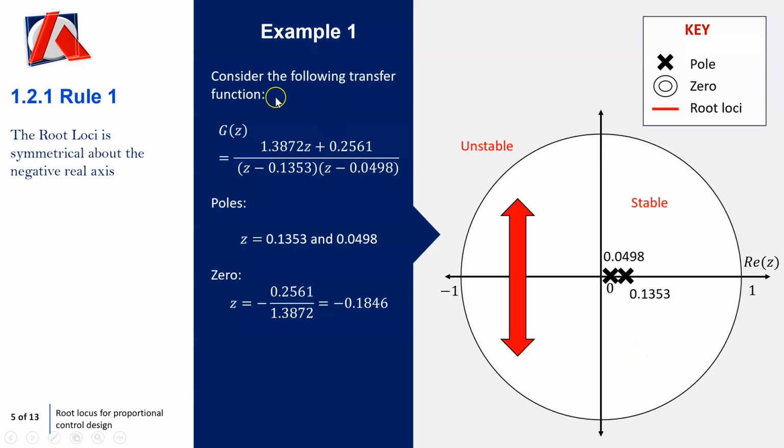So what I've done to begin with is I've got the following transfer function. Just for an example that I'm going to run through, I've got this transfer function here, and I've worked out what the poles are, setting the denominator equal to 0. So effectively we've got the first pole, the second pole, and then the zero where Z is equal to minus 0.2561 divided by 1.3872, and that will give me my zero. So I've got my poles and my zero on the Z plane.